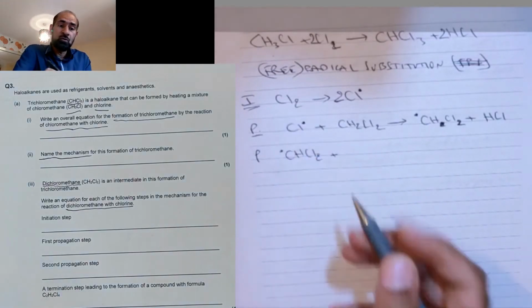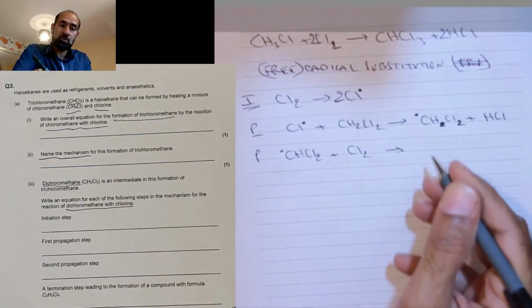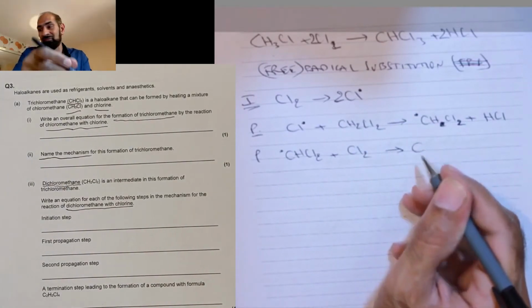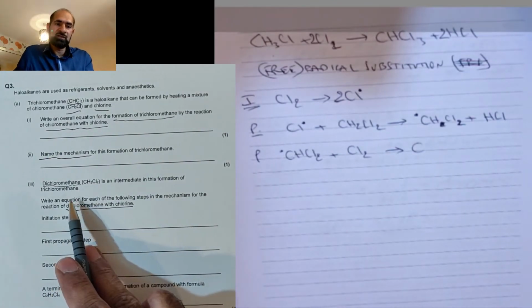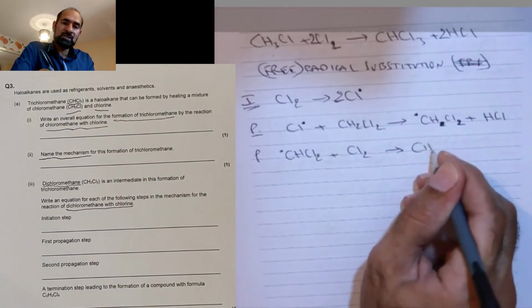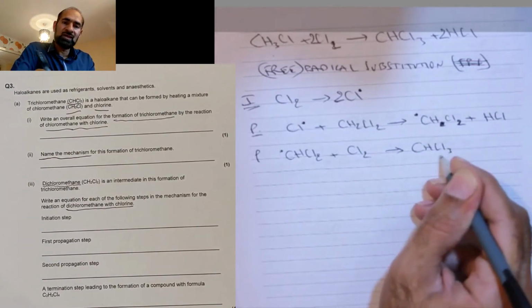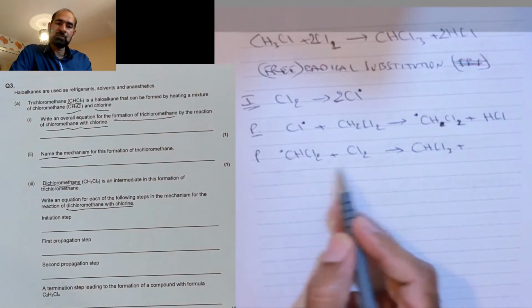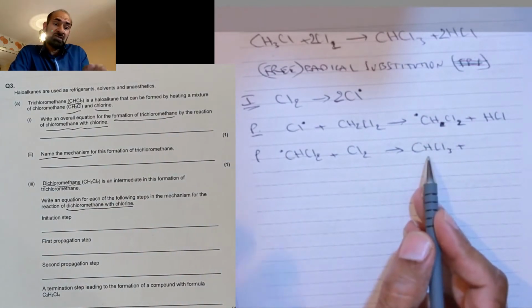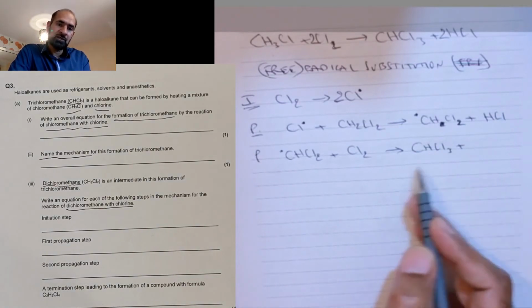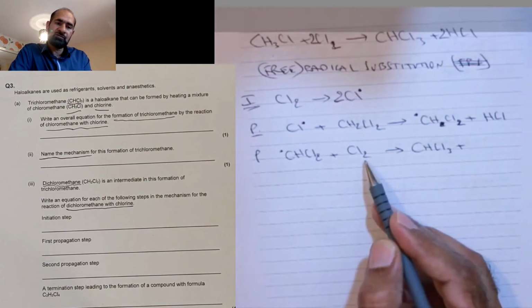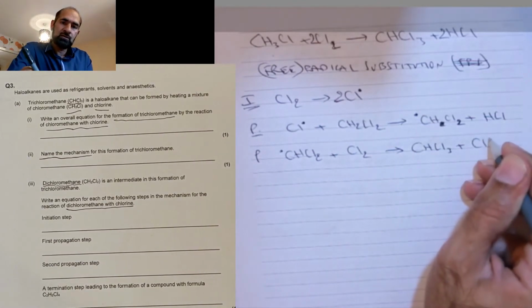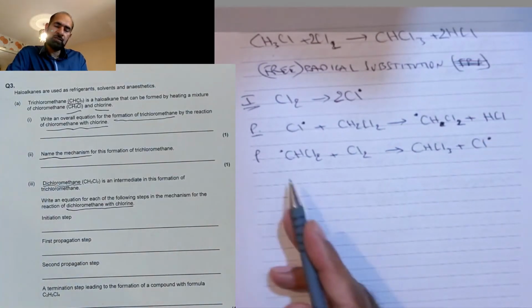You might as well just react with chlorine to give you, so look what's happening now, remember what you're trying to form: trichloromethane. So look what happens now. I'm actually getting my trichloromethane there. Yes, if this reacts with chlorine, I can get my trichloromethane. And of course, it's a propagation step, so I need a free radical. If one of the chlorines is bonded to that to give me trichloromethane, what's left? Well, what's left is a chlorine free radical. So again, it's a propagation step.